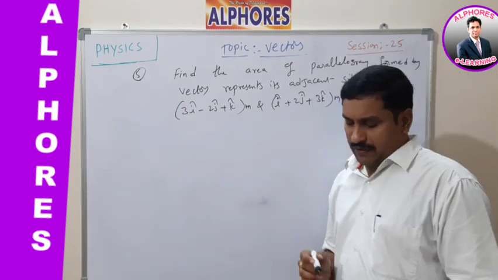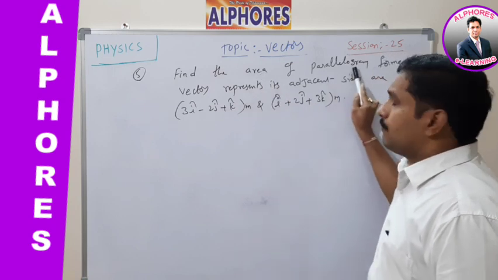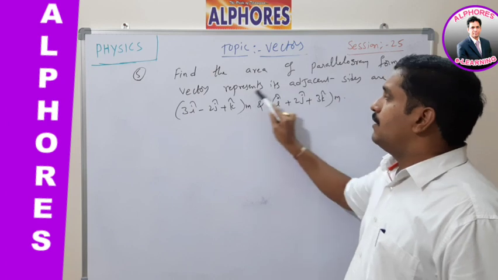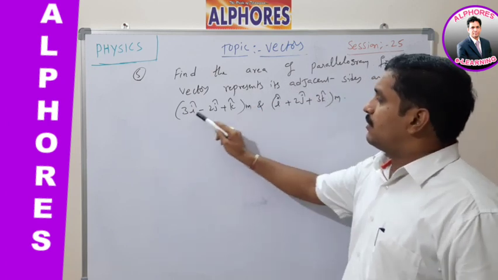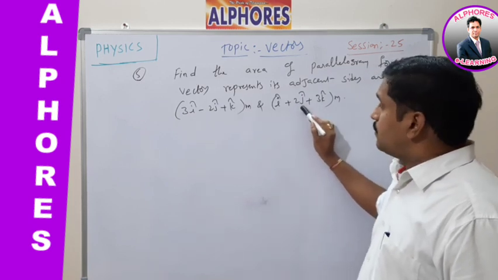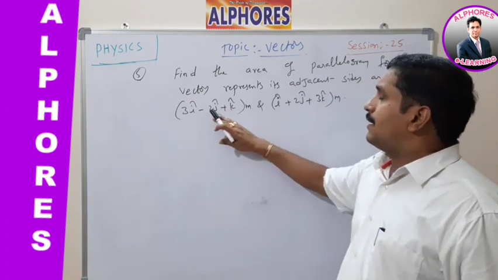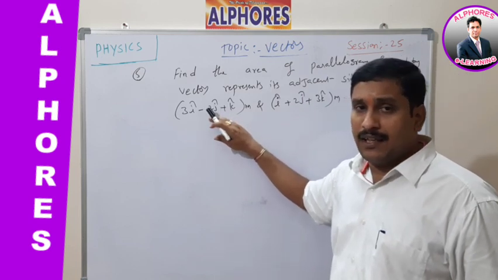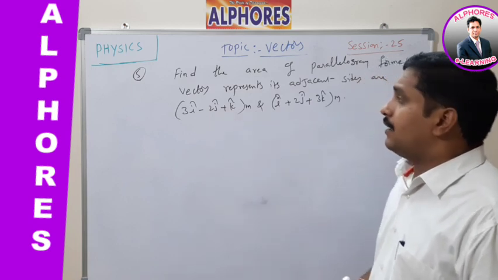Now this is the question I am giving. Find the area of the parallelogram which is formed by the two adjacent sides, which are 3i cap minus 2j cap plus k cap meter and i cap plus 2j cap plus 3k cap meter. Now, if these are the two vectors which represent the two adjacent sides of a parallelogram, then what is the area?